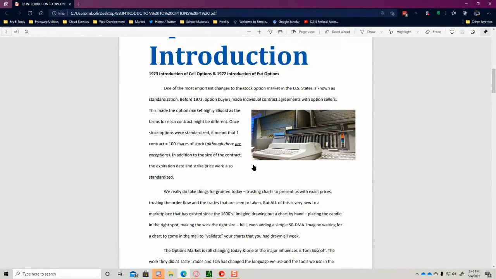Most people didn't have that stuff. They were still charting things by drawing them out. Imagine drawing out your charts, sitting down with a grid and a pen and a ruler and drawing out your charts and trying to calculate your moving average and figure out how big the wick should be and how much volume there was today.